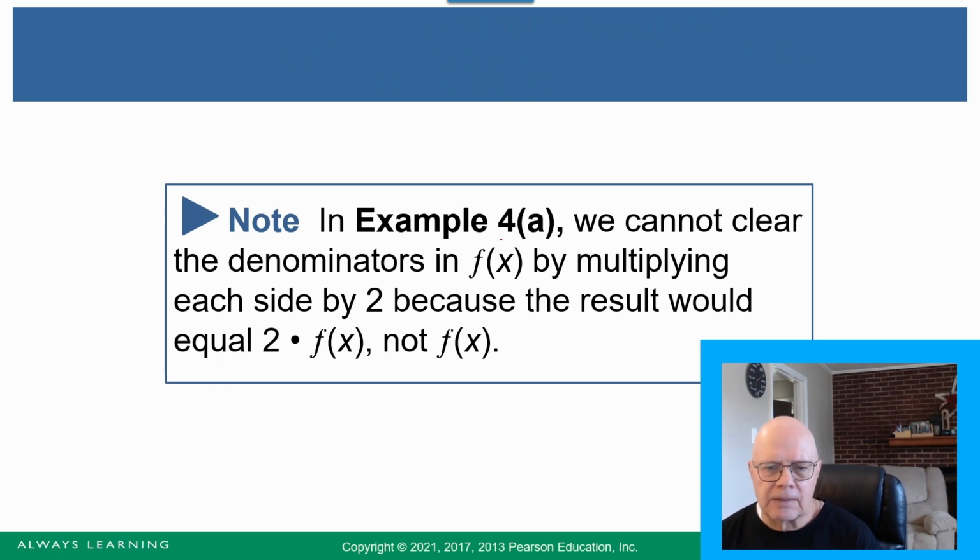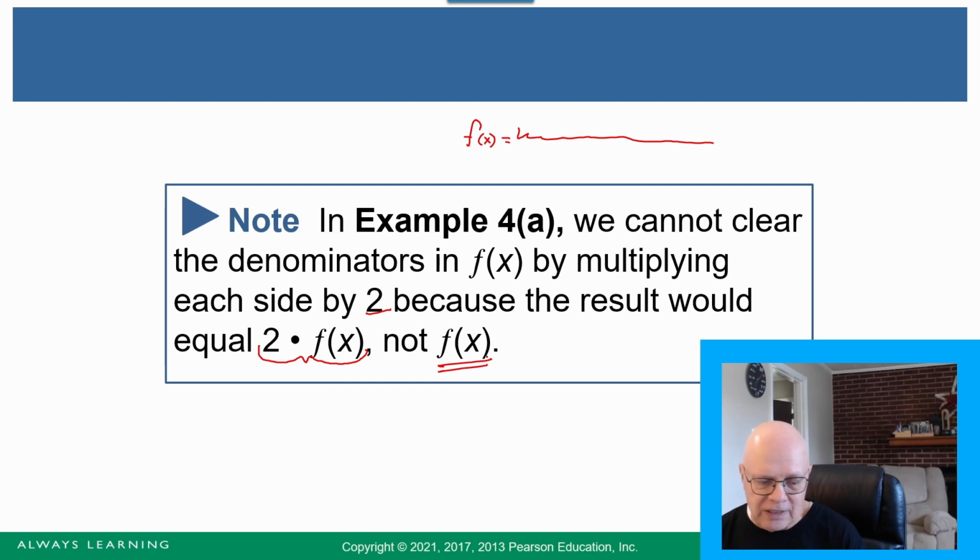All right, now a reminder that if you have f of x equals something, and there are fractions in it, if there's no equation here, if this is just the definition of the function, and we see fractions in here, we cannot clear the fractions, because if you multiply both sides by 2, for example, you'd have a different function. You'd have 2 f of x, and not the f of x that you really want.